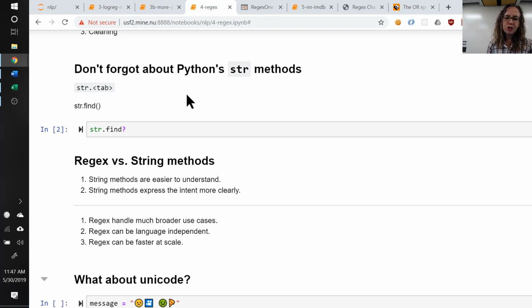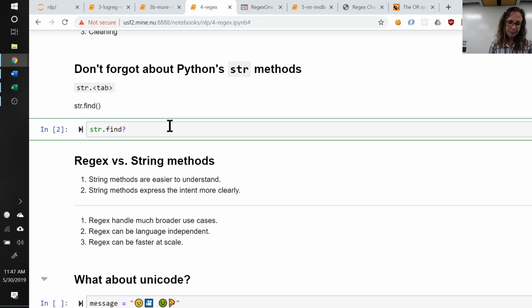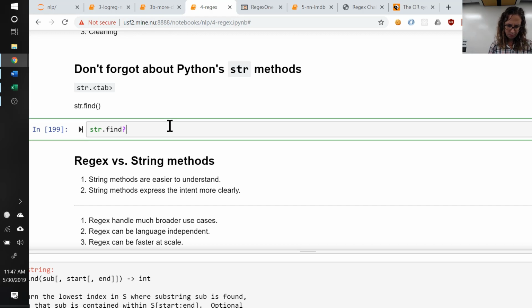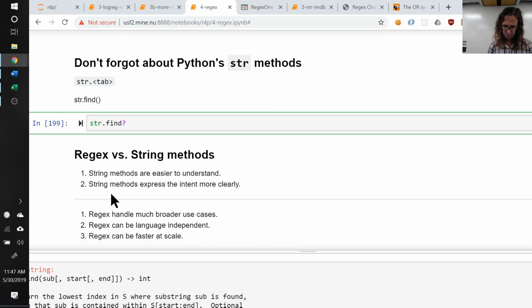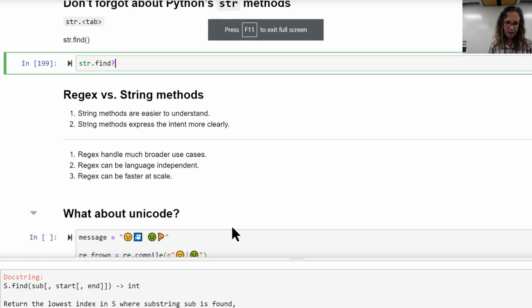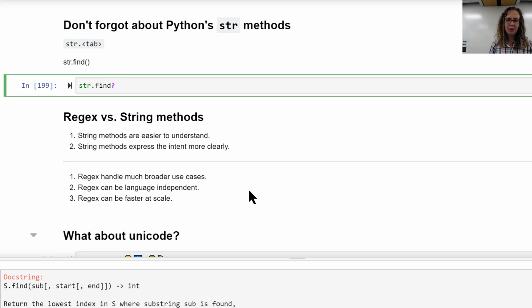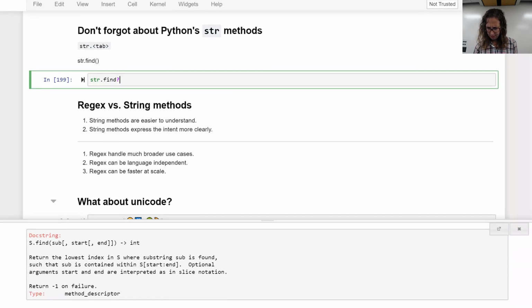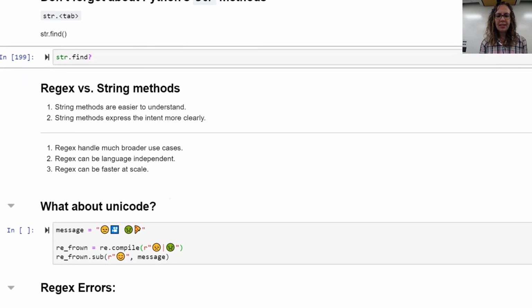Python does have some string methods which you can use to find the first occurrence of something. String methods might be a little bit clearer to read. However, Regex can handle broader use cases. Regex can be language independent. You'll see versions of it in so many different languages, and it can also be faster at scale.